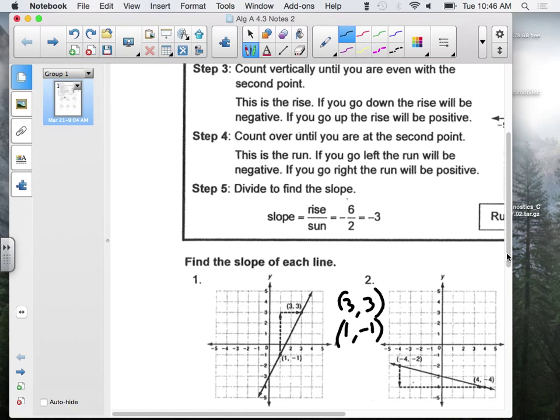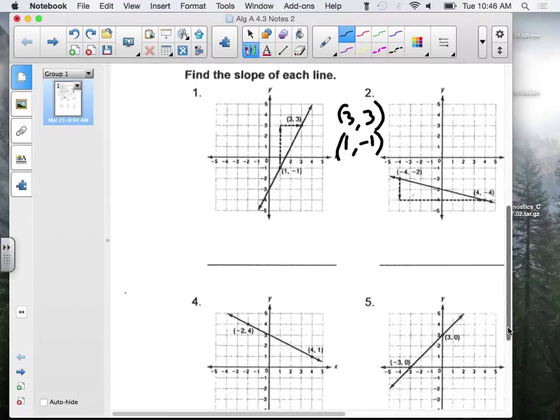Look at that, you can make it bigger. It's just better for them to be able to see.